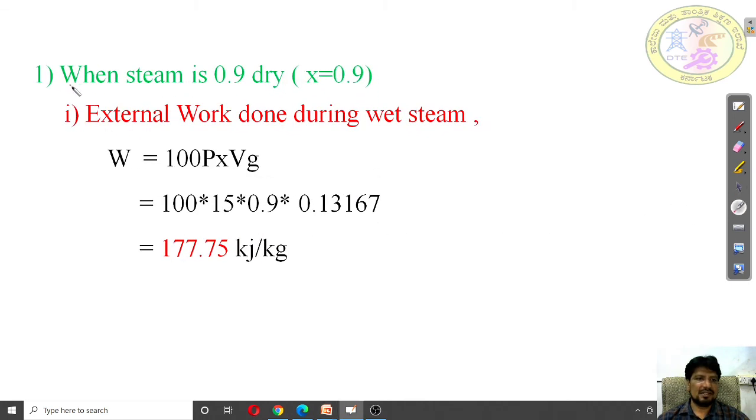So here, first condition, when the steam is 0.9 dry. We know the external work done during the wet steam. The formula is W equal to 100 P into X into Vg, where P is 15, X is 0.9, and Vg from the steam table is 0.13167. Just multiply all and you will get 177.75. So this is your work done during wet steam.